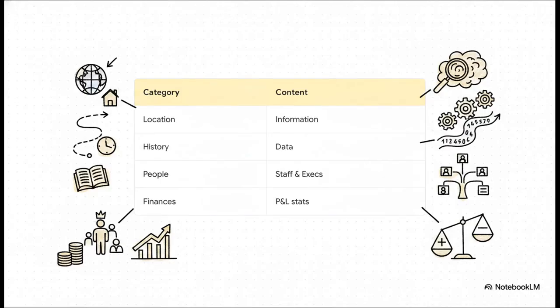When you dig into these corporate domains, you'll uncover a wealth of typical original content. We're talking basic location information and historical data to give you a sense of the company's legacy. But you'll also get deeper organizational transparency, like lists of staff and executives, alongside hard numbers like profit and loss statistics. It's a real goldmine of structural and financial data.